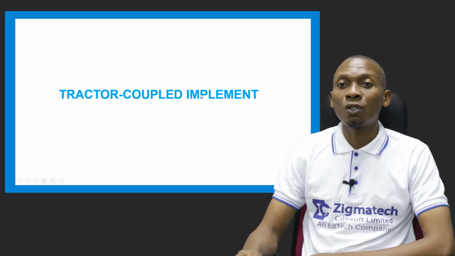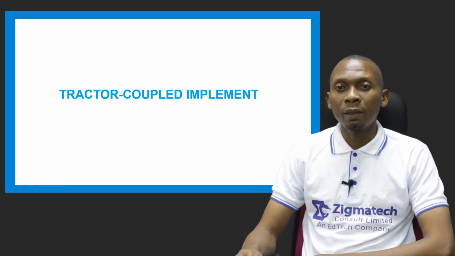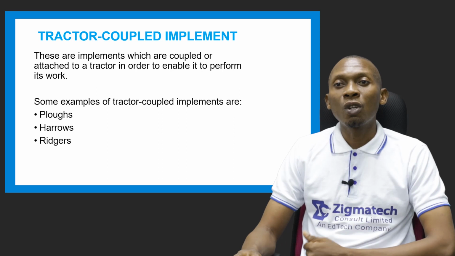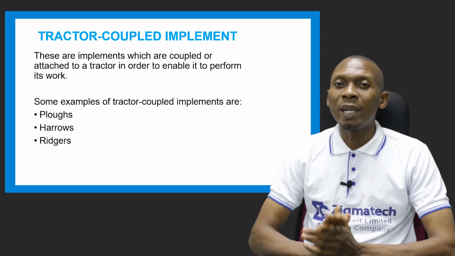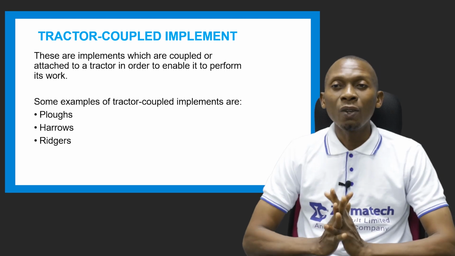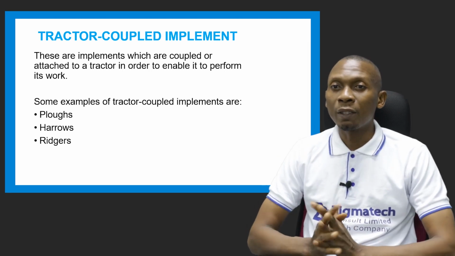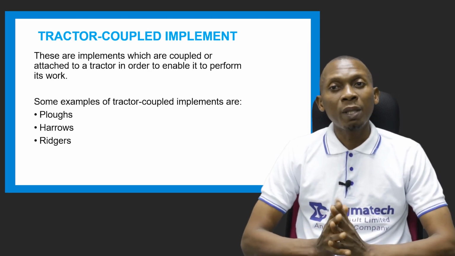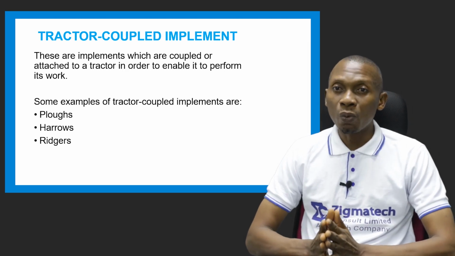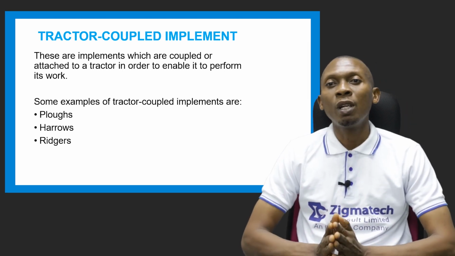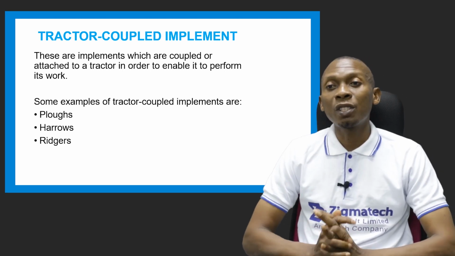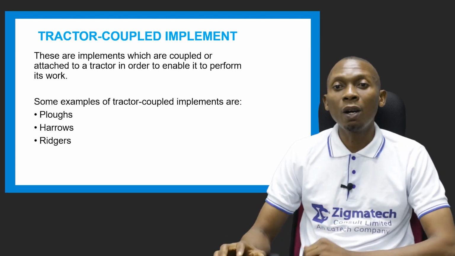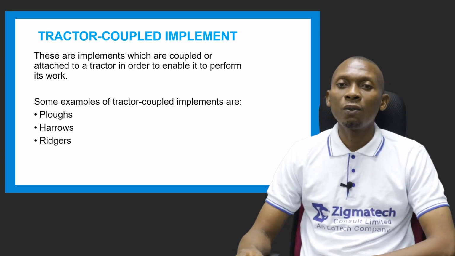So let's take a look at tractor-coupled implements. Now, what are tractor-coupled implements? These are implements which are coupled or attached to a tractor in order to enable it to perform its work. So such implements cannot be put to work without them being coupled to a tractor. Examples of such tractor-coupled implements are the plows, the harrows, the ridgers.